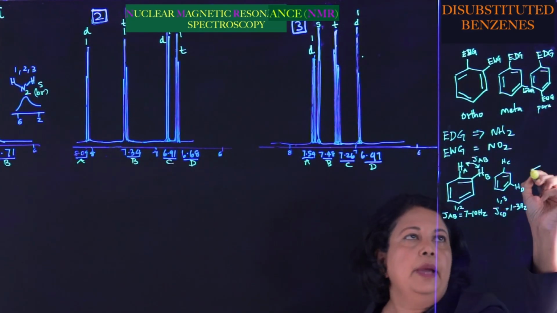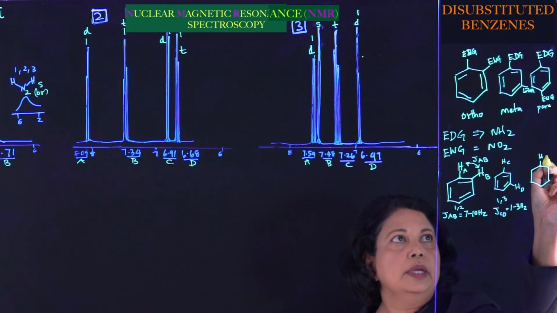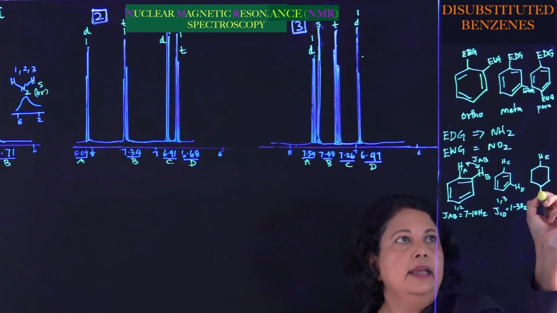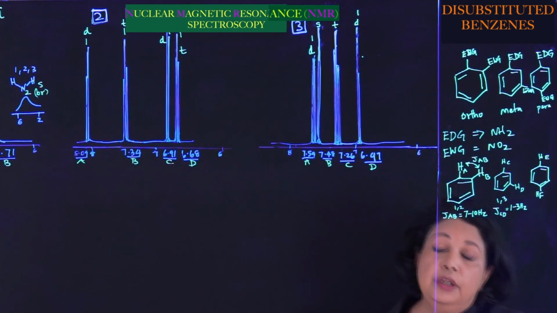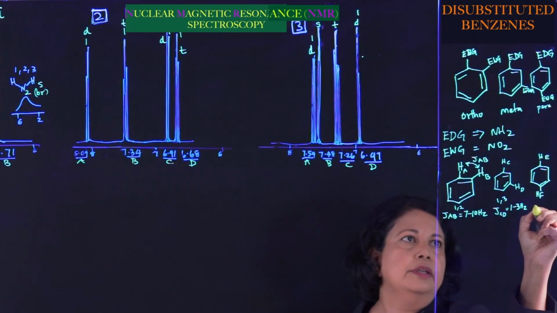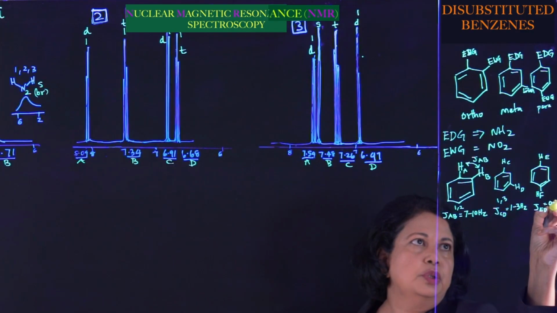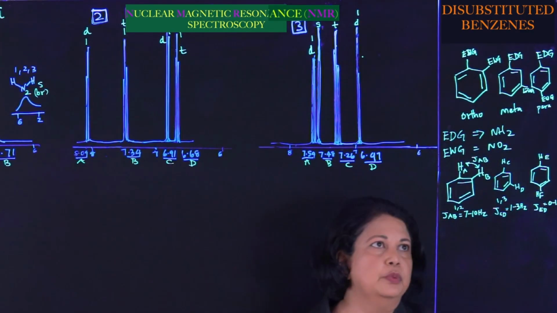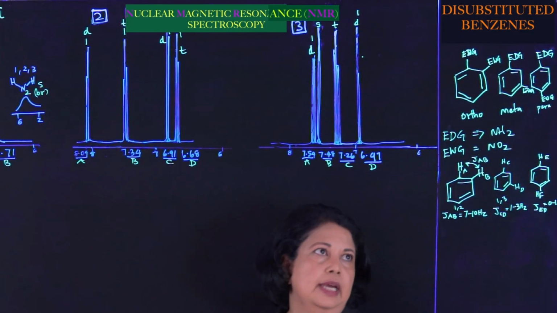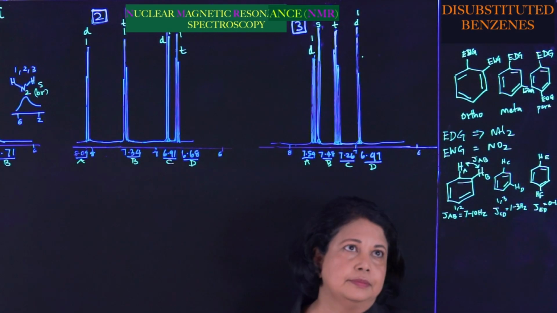Now let's look at the para. Will they even split? Because now it's going to be 5 bonds away. Let's say E and F. Will they split 1, 2, 3, 4, 5 bonds away? If you have a very, very powerful magnet, then you would be able to see the splitting. It's going to be just 0 to 1 hertz, but most machines won't show it. Most undergraduate labs would have like a 300, so you're basically seeing ortho and meta.